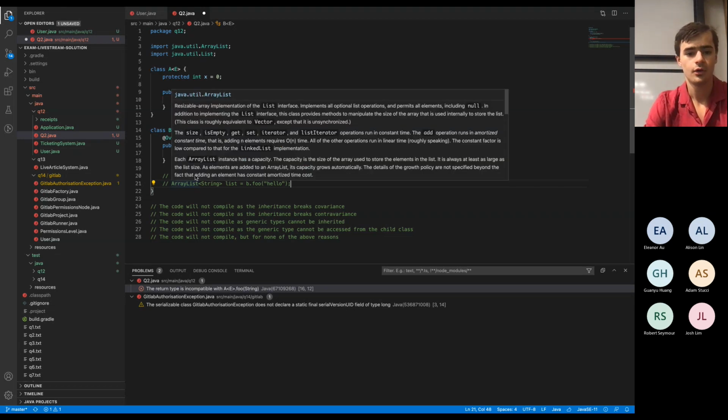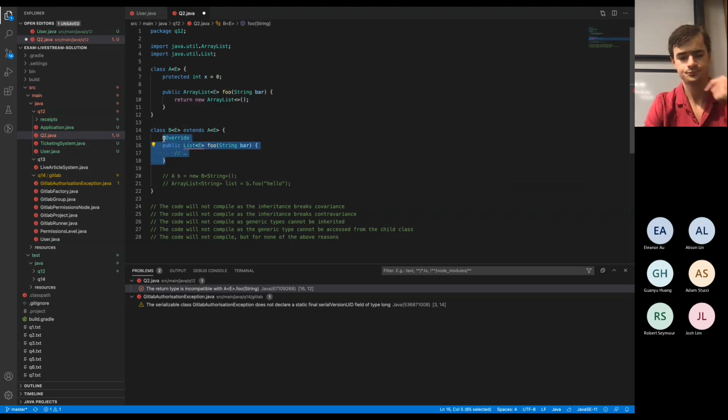Because all B's are A's, I should be able to treat this as an object of type A, which means when I call the foo method and pass in the string hello, it gives me back an array list. But the actual implementation under the hood, this is a B at runtime, when we take in our runtime polymorphism, it's returning a list.